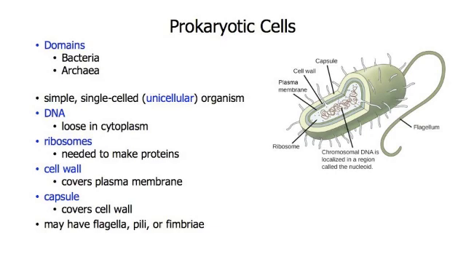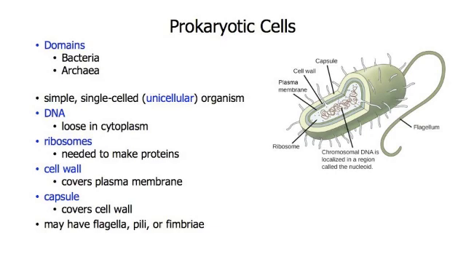Some prokaryotic organisms will have a cell wall, which will cover the plasma membrane. And some prokaryotic organisms have a capsule that can cover the cell wall. Others may have flagella, pili, or fimbriae. And the cartoon on this slide just shows a generalized view of a prokaryotic cell. Now bear in mind that not all prokaryotic cells are going to look like this. Not all prokaryotic cells will have all these features.